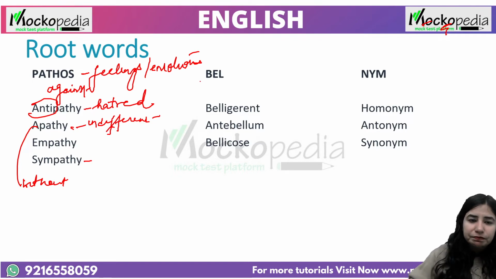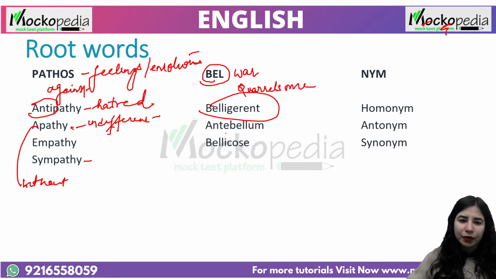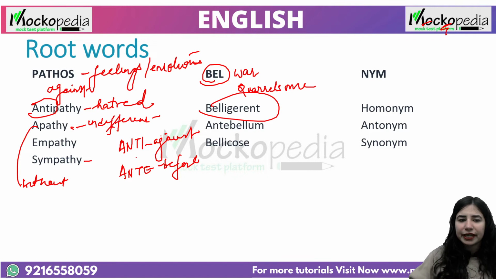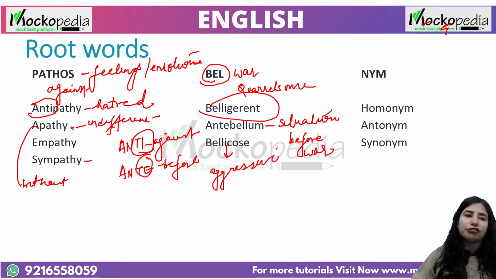Now let's further see. Bell is war or warlike. So belligerent is a quarrelsome person. Quarrel, I'm sure you must have heard. So a quarrelsome person who's always ready to fight. Now there is this word anti, which is against. And there is this ante, A-N-T-E, which is before. So don't get confused. This is I and this is E. So there's a slight difference. Antebellum is a situation before war. Bellicose is again a person who's aggressive, willing to fight.